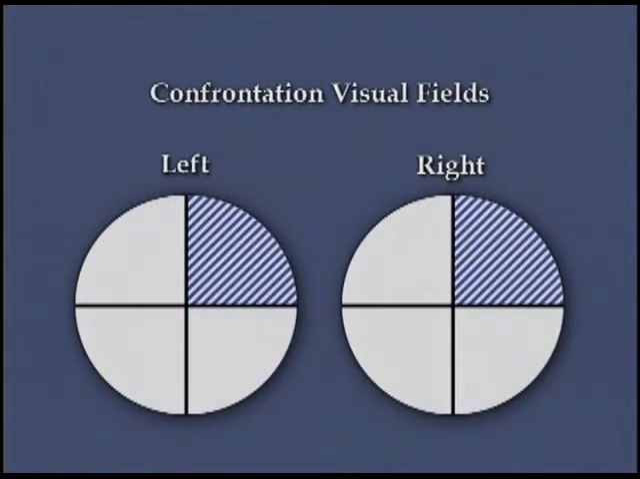Visual field abnormalities are noted by drawing the field from the patient's perspective, as shown. Here's an example of a right superior visual field defect in both eyes. If a defect is detected, the patient should be referred for formal visual field testing.